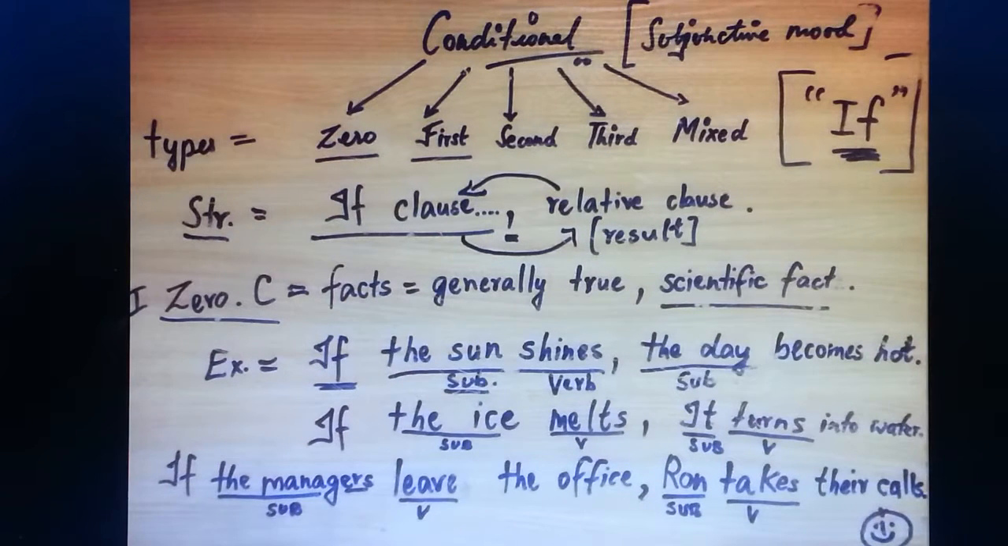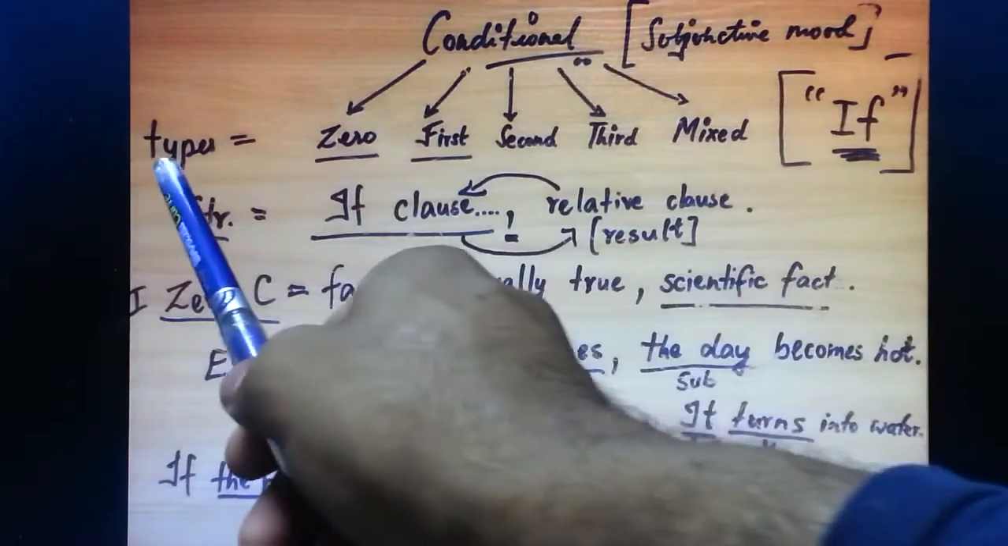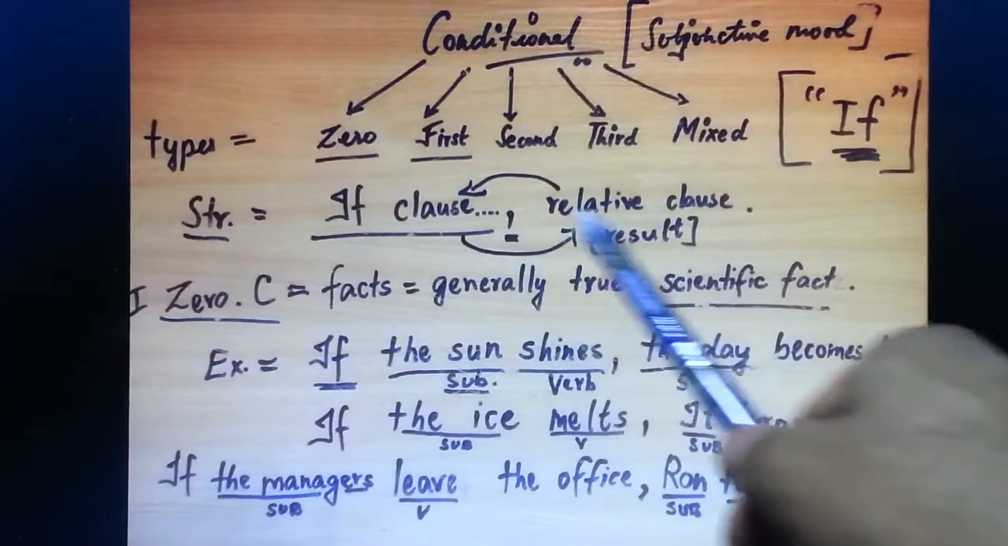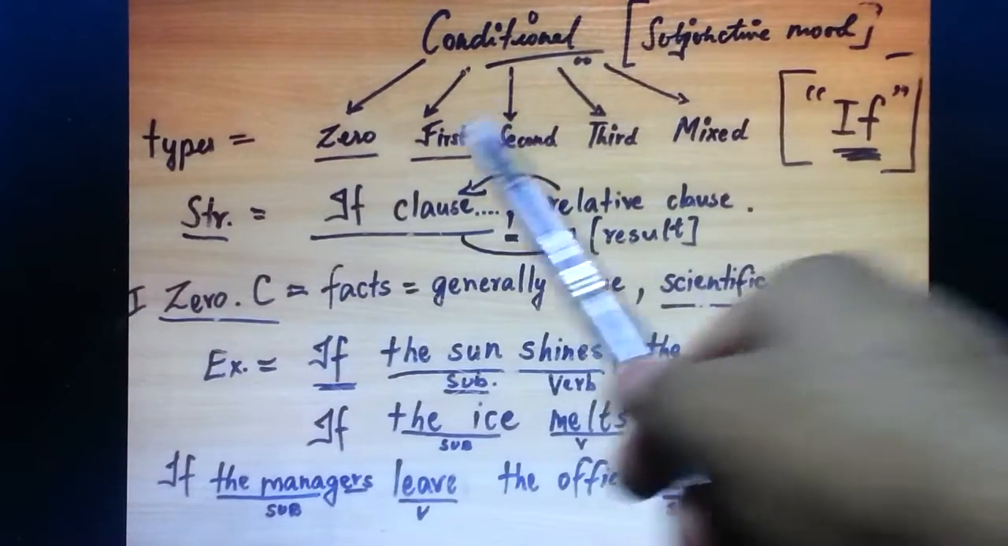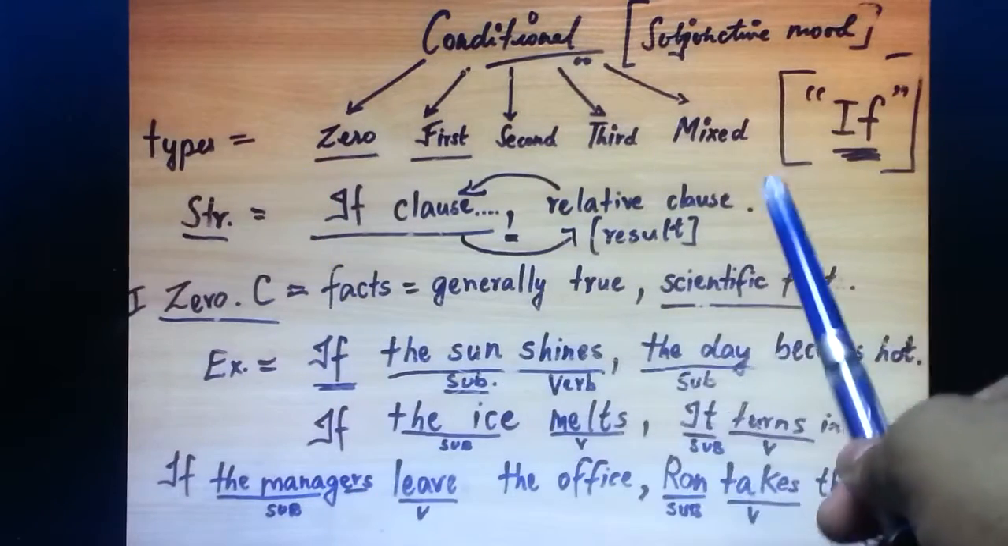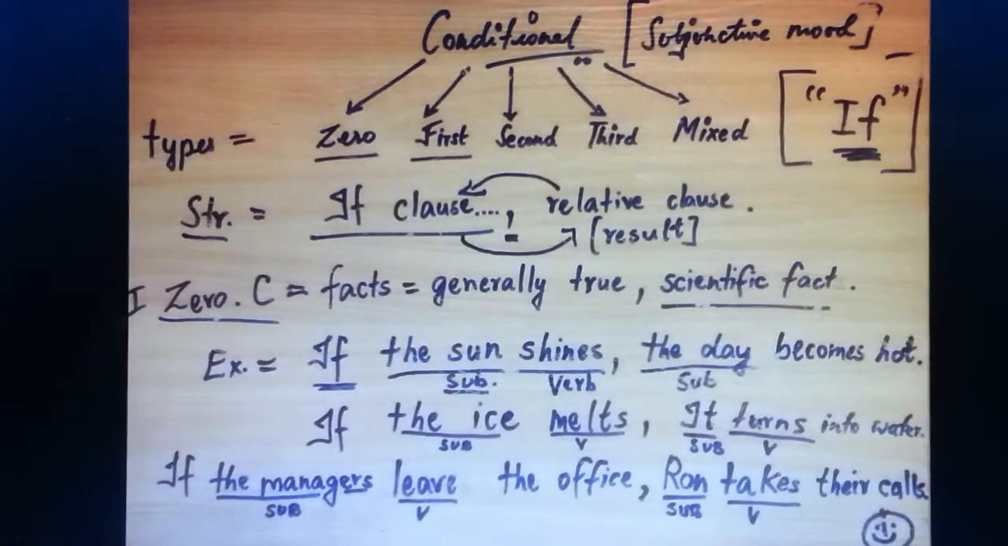So before we even start with examples, first we have to know the structure of conditional sentences. The structure. So, a conditional sentence consists of 2 main parts. The first one is the if clause. The second one is the relative clause, or it's also called the result clause.